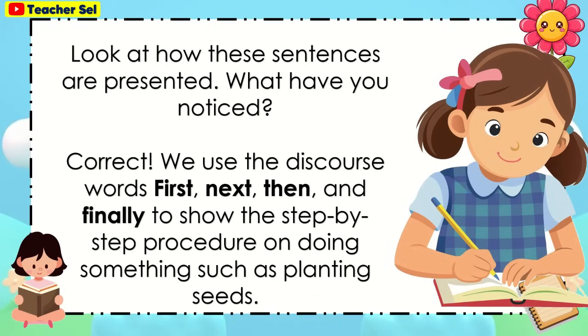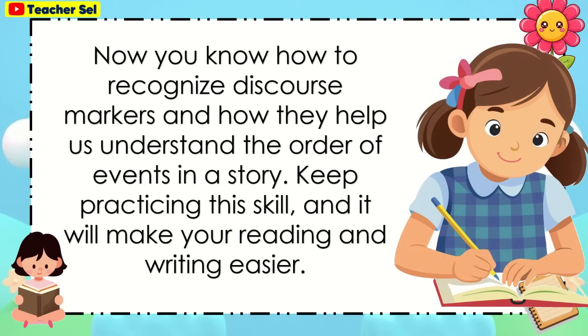Look at how these sentences are presented. What have you noticed? Correct. We use the discourse words first, next, then, and finally to show the step-by-step procedure on doing something such as planting seeds. Now you know how to recognize discourse markers and how they help us understand the order of events in a story. Keep practicing this skill, and it will make your reading and writing easier.